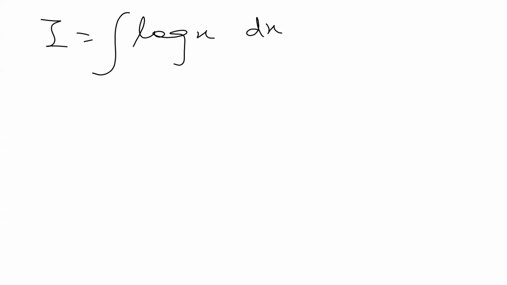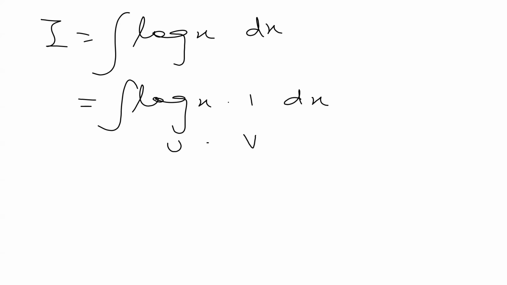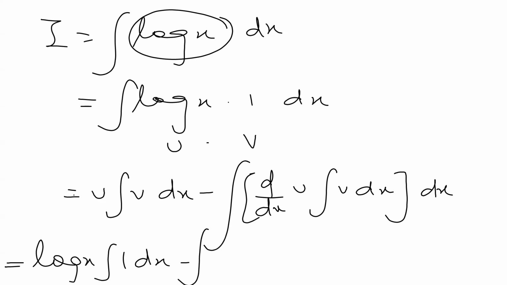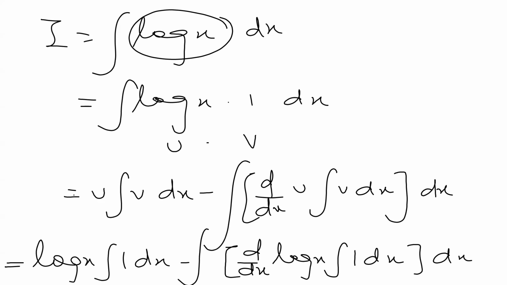Now we have the derivative of log x, that is 1 upon x, but there is no integration of log x. There is no formula. So this can be written as log x into 1 dx, u into v. Whenever a logarithmic term is a single term and they're asking to integrate, v will always be taken as 1. You have to remember this. Now the problem is very simple. U integration v dx, minus integration of d by dx of u, integration v dx, bracket close dx. Put the values of u and v. What is the integration of 1?